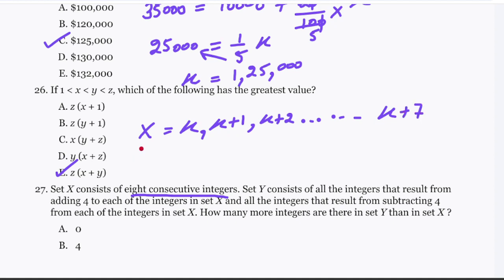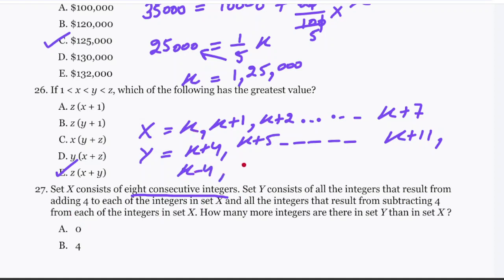And Y, because I have to take all integers that result from adding 4, will start from X plus 4, X plus 5, and so on, and it will go till X plus 11. And also it has the integers by subtracting 4 from each of the integers. So X minus 4, X minus 3, X minus 2, X minus 1, and so on till X plus 3.